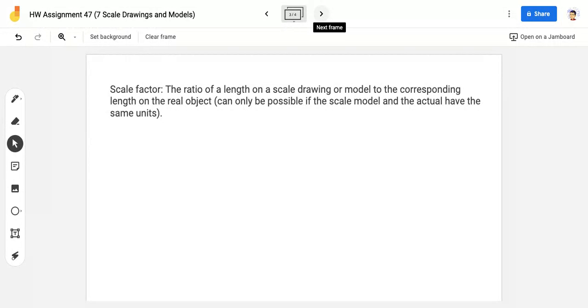We'll talk about another word here. Another term here is scale factor. It's the ratio of the length on a scale drawing or model to the corresponding length on the real object. It can only be possible if the scale model and the actual have the same units. Okay, if the scale model and the actual model have the same units, that is when it is going to be most possible. All right.